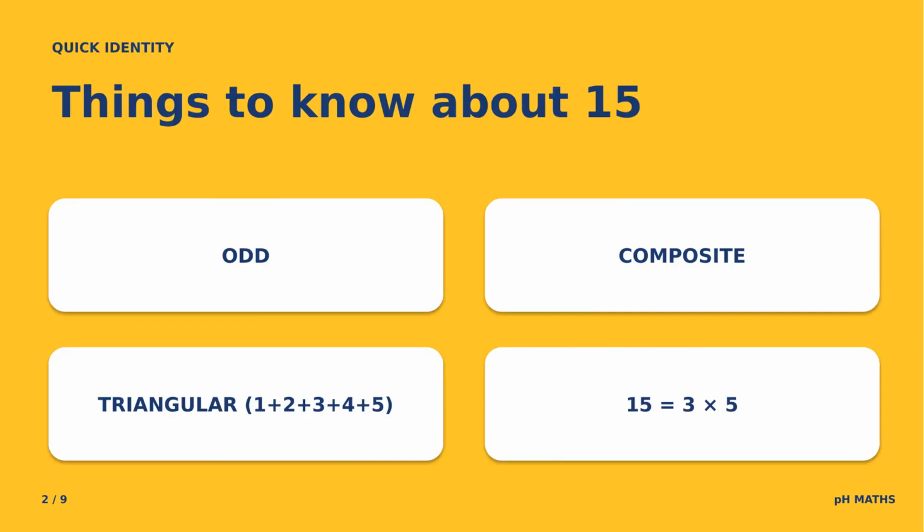Quick identity check. 15 is odd. 15 is composite. 15 is a triangular number. 1 plus 2 plus 3 plus 4 plus 5 equals 15, the sum of the first 5 natural numbers. And 15 equals 3 times 5, the product of the 2 smallest odd primes. 3 different categories, all converging on the same little number, worth paying attention to.